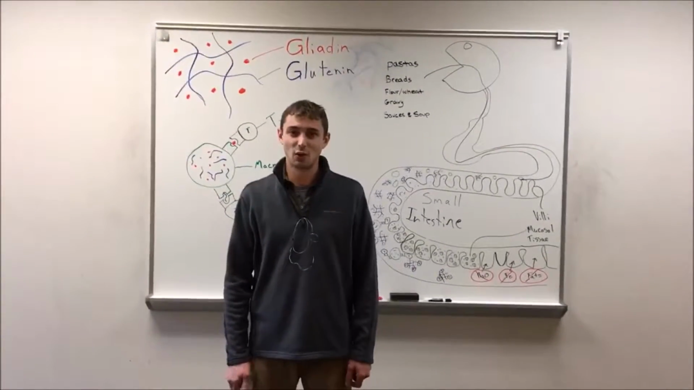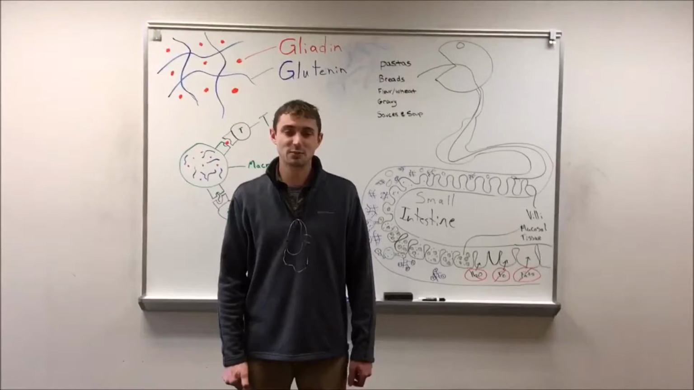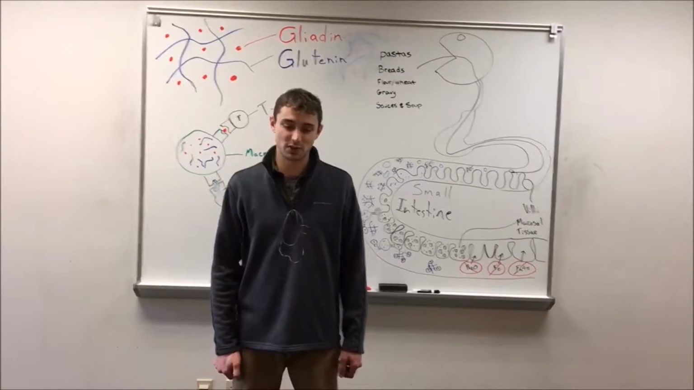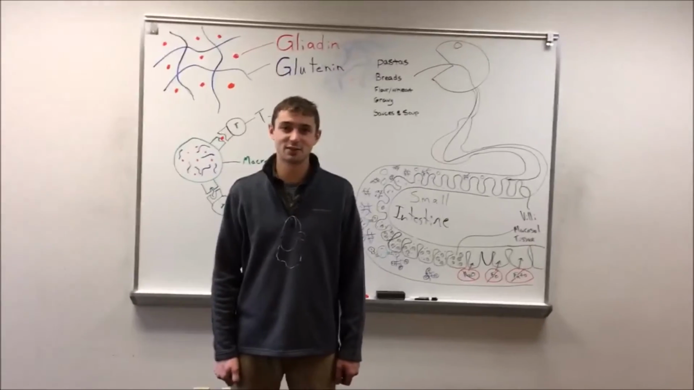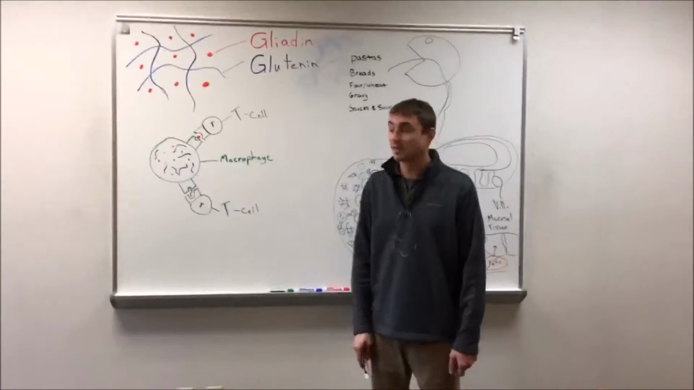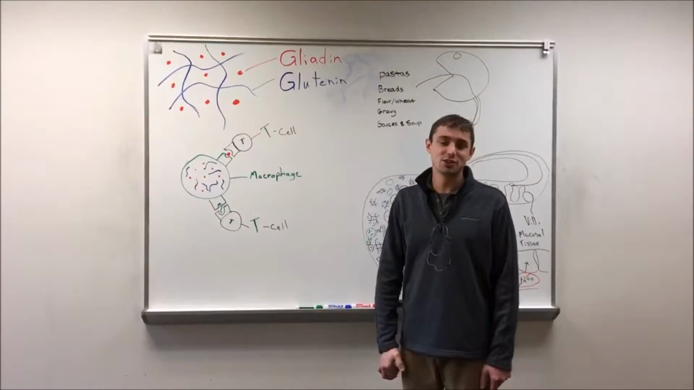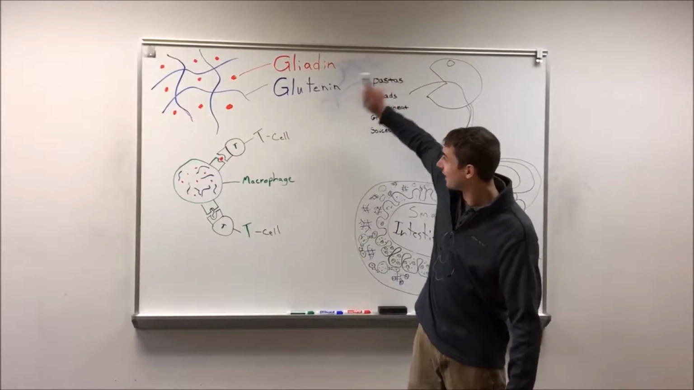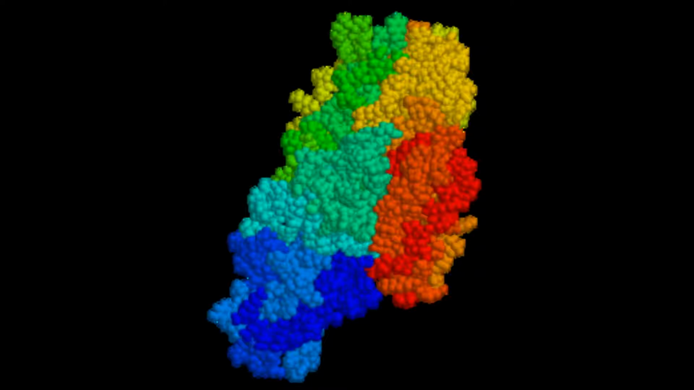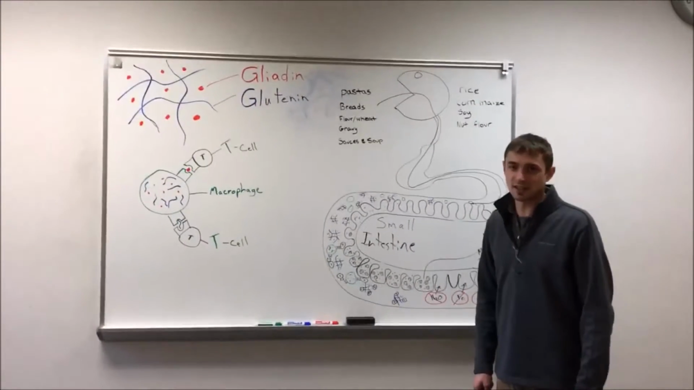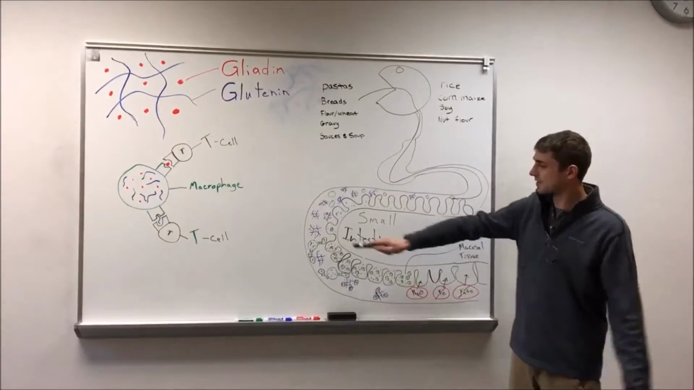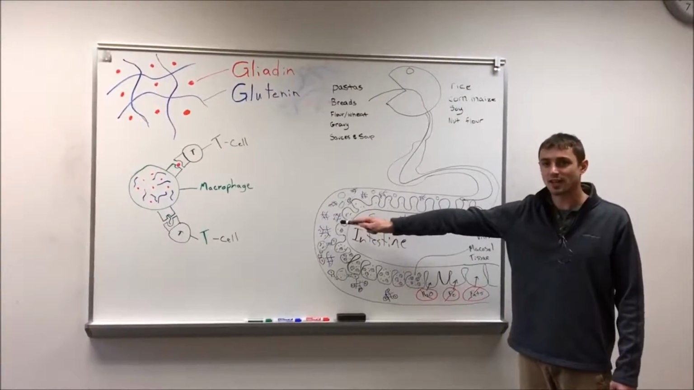Celiac disease, or gluten enteropathy, is the inability to digest gluten. This triggers an autoimmune response resulting in inflammation of the villi of the small intestine. Gluten is made up of large chains of amino acids called gliadin and glutenin. When someone with celiac disease consumes foods containing gluten, they end up with excess gluten in their small intestine.